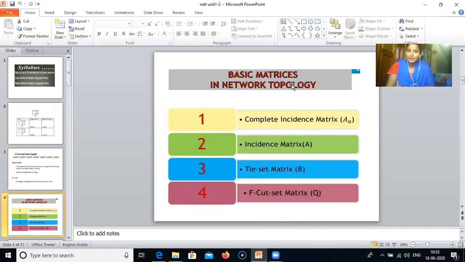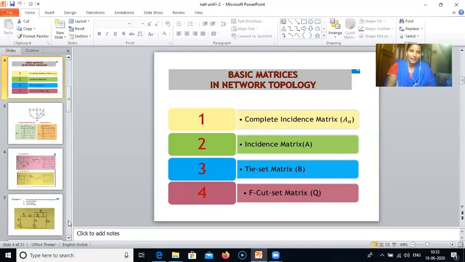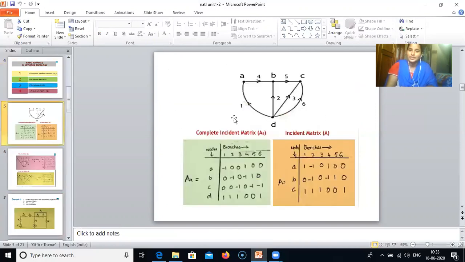So, basic matrices in network topology. First is the complete incidence matrix, and tie set matrix, and cut set and fundamental cut set. Cut set is different and fundamental cut set is different. These are the matrices we have in network topology. So the complete incidence matrix is the matrix used to completely represent a graph. Usually we write it for directed graphs only.